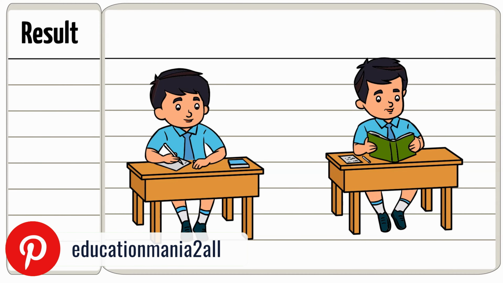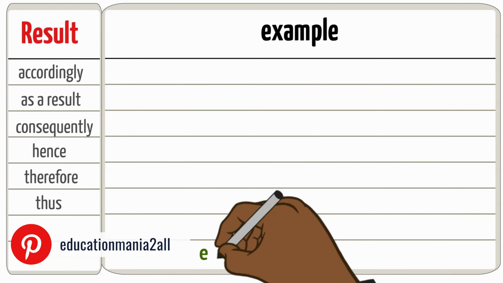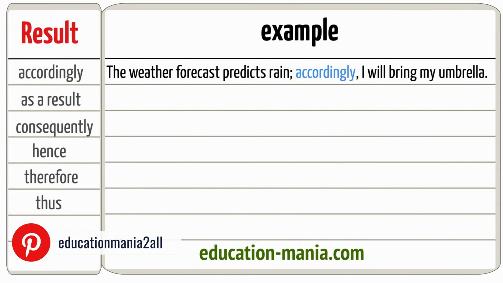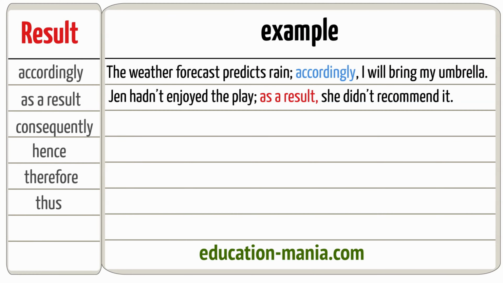Result examples. The weather forecast predicts rain, accordingly, I will bring my umbrella. Jen hadn't enjoyed the play. As a result, she didn't recommend it.